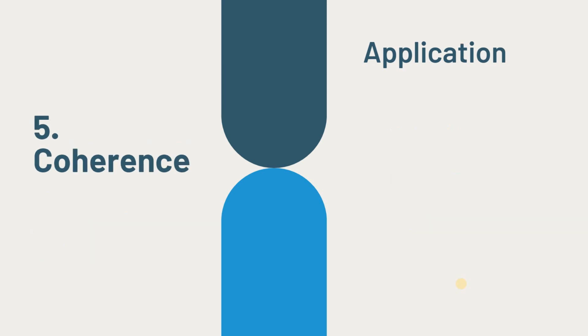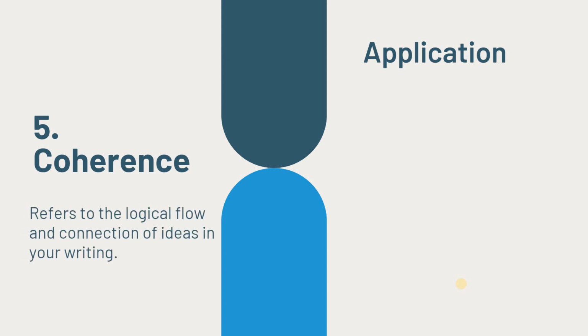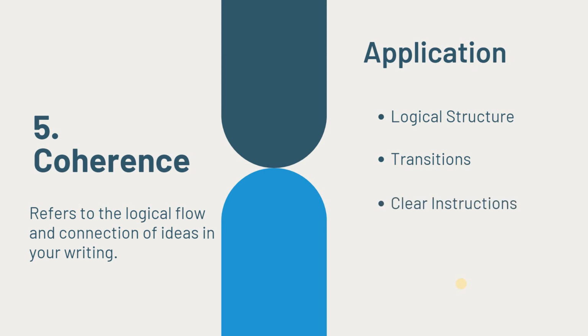So our 5th C is what we call coherence, which basically refers to the logical flow and connection of ideas in your writing. And you can apply this through logical structure by organizing your content in a logical sequence, using headings and subheadings to break down information into manageable sections. Transitions, which are basically phrases and sentences that connect different sections and ideas, help you maintain the flow of the document. Also ensure that the procedure steps are presented in a logical order. Number steps clearly to guide the reader. For example, you can say step 1, do this, step 2, do this, so that it is as clear as possible and it will guide the reader through their process.